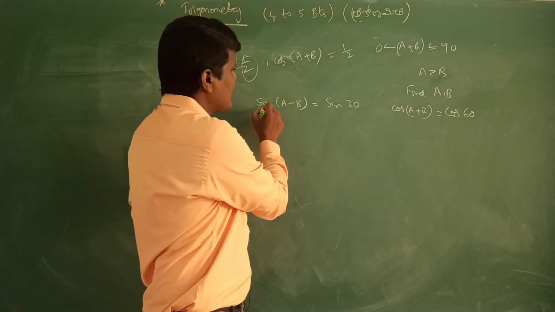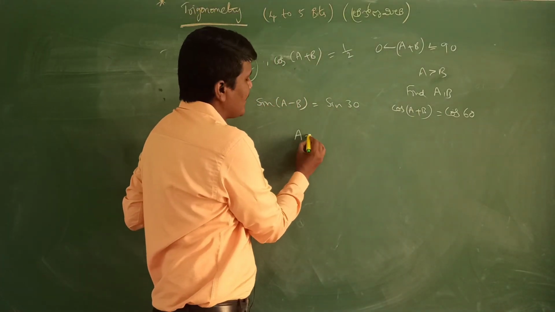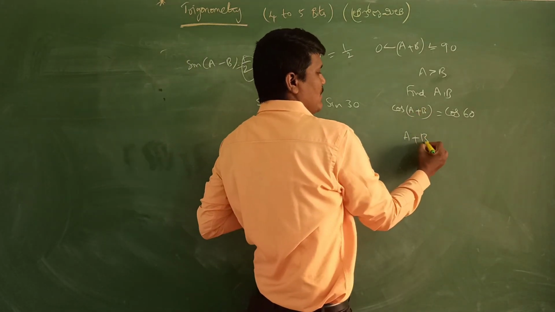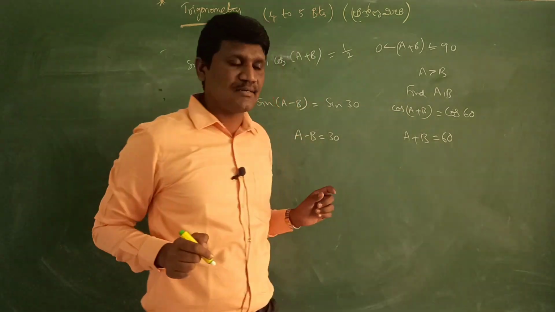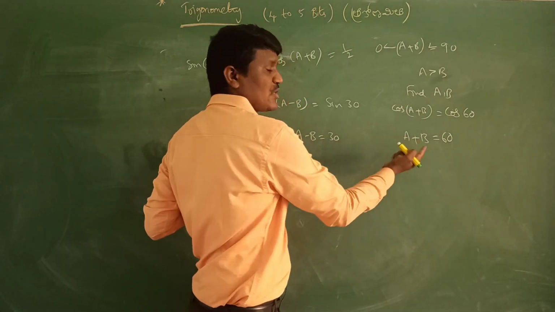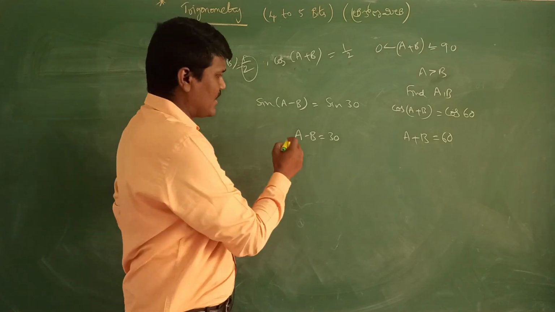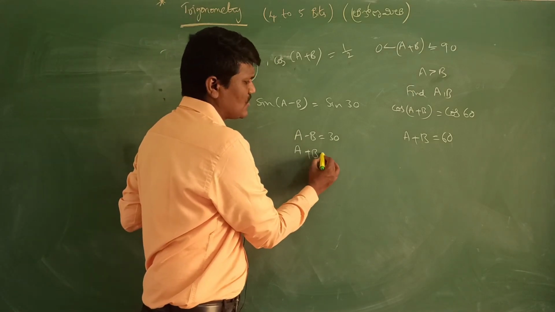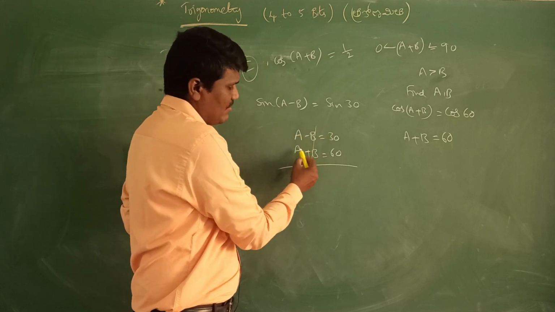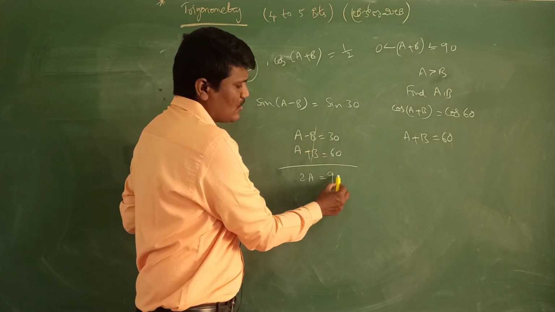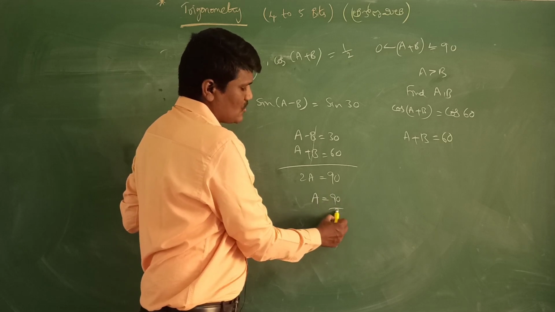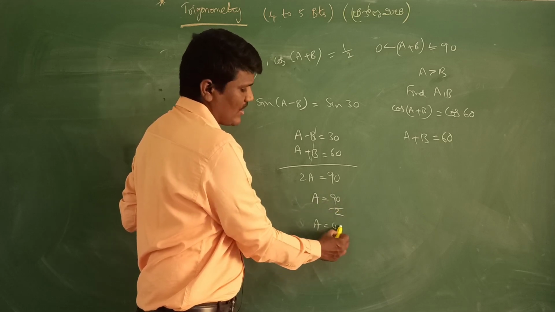Now sin can be cancelled and you can write a minus b is equal to 30, and from here you can write a plus b is equal to 60. So a minus b is 30, a plus b is 60. By solving these two you can find the a and b values. So a minus b is equal to 30, a plus b is equal to 60. b cancels, a plus a is 2a is equal to 90 degrees, then a is equal to 90 by 2, that means a is 45.